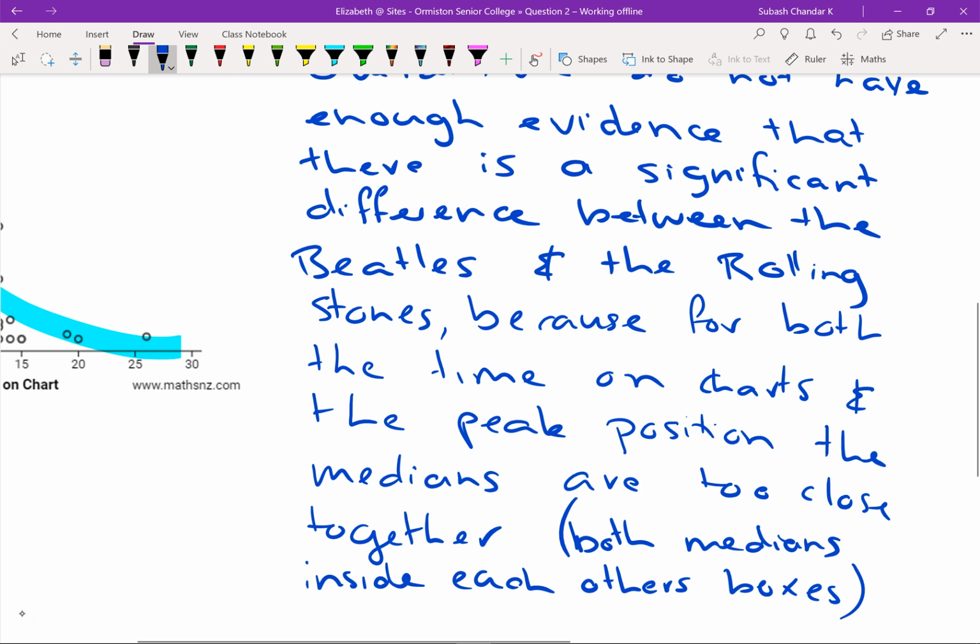But we know from that third graph that there is definitely some kind of relationship between these things, isn't there? There's a negative, non-linear relationship between the time on the chart and the peak position. So because we have got that negative relationship, it's not surprising that if the time on the charts doesn't have a significant difference between the Beatles and Rolling Stones, it's also likely that the other one won't, because these two variables, time on the charts and peak position, are related together. So if there isn't evidence on one, it's quite likely that there isn't enough evidence on the other either.